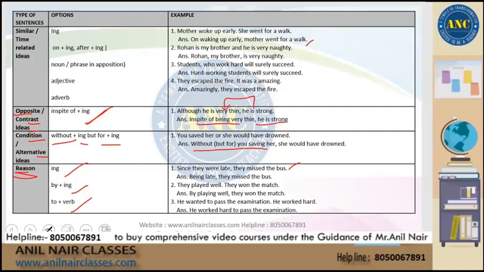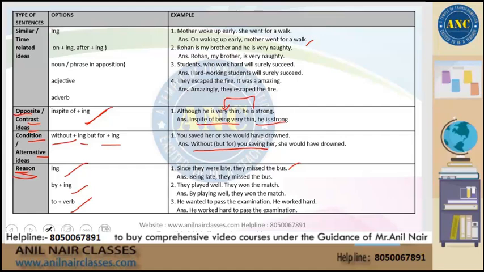They played well, they won the match. By playing well, they won the match. These are all reasoning. Because they played well, they won. Otherwise, they would have lost, right? So you're trying to say, by playing well, they won the match.